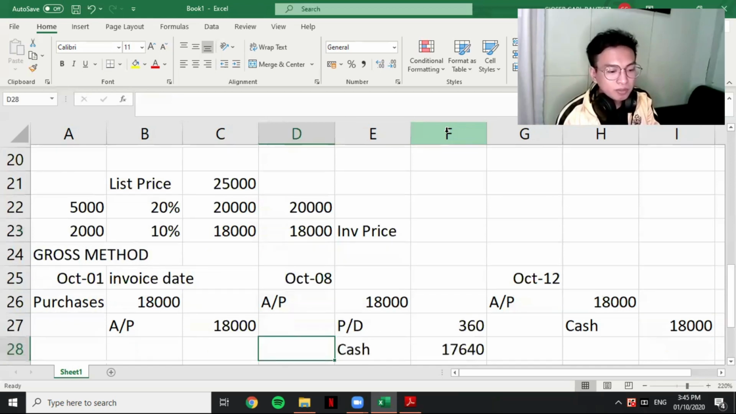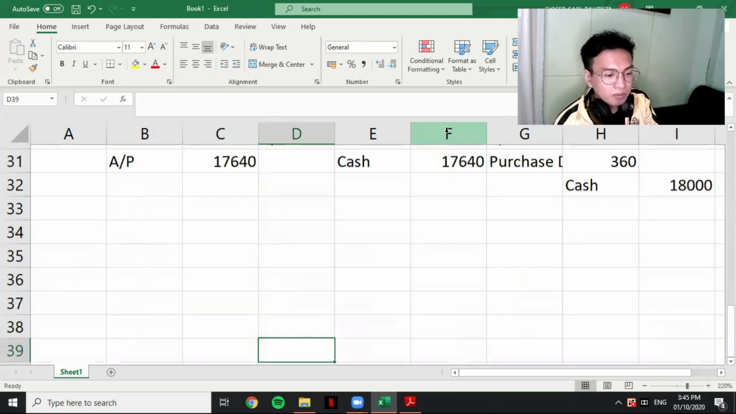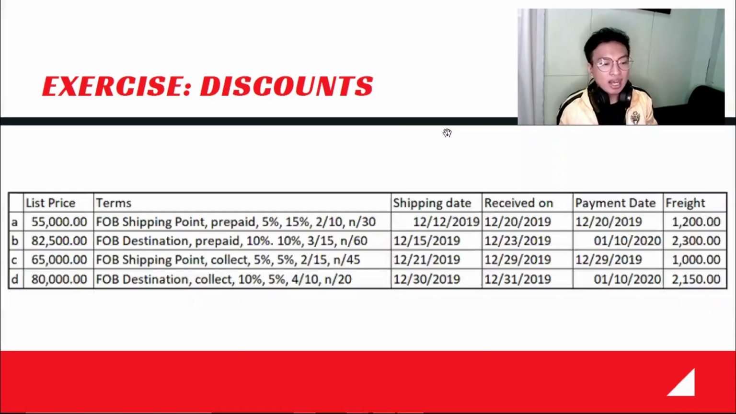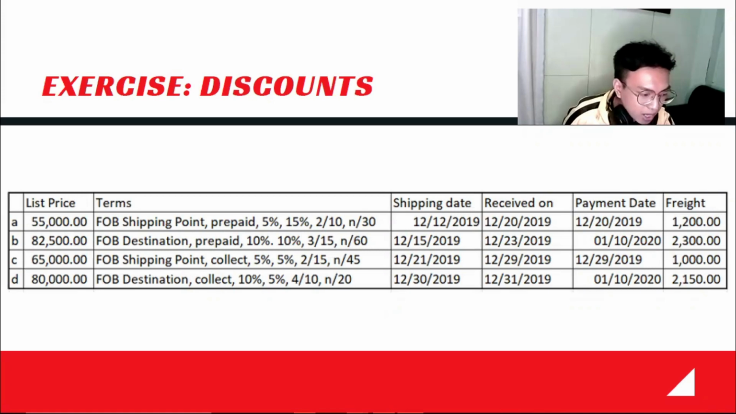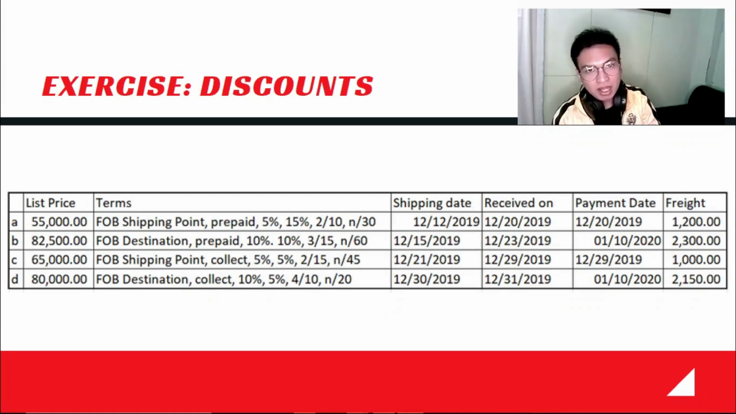Now, let's have an example naman po. Na meron ng shipping point prepaid, meron pang discounts, and yung freight. So, let's assume that this list price for A ay seller's perspective naman. Seller's perspective and gawin natin siya ng net and gross method.